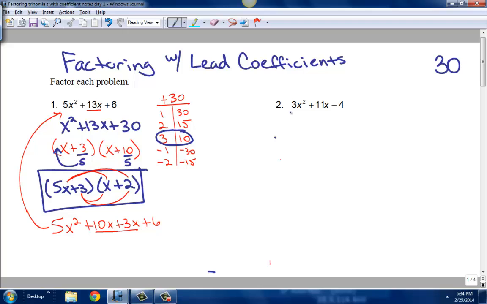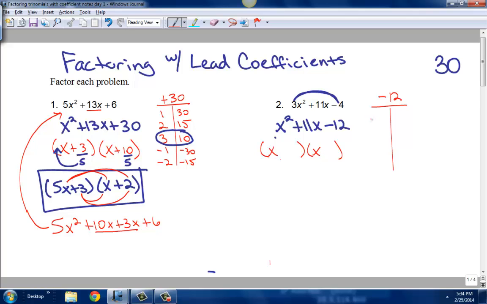Okay, I have a lead coefficient that I can't pull out, so I multiply 3 times that -4 and rewrite my trinomial. So again, the -12 comes from 3 times the -4 right there. Now I factor it just like normal. So x times x is x squared, and I make my t-chart for the negative 12.